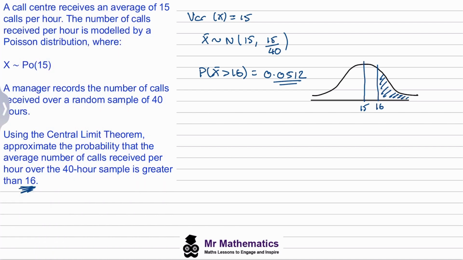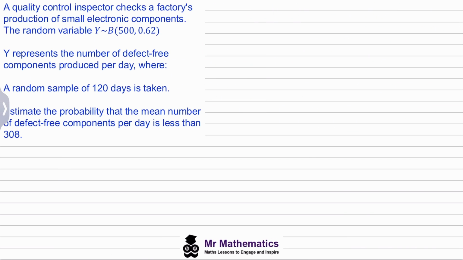In the next question, we're going to look at using a binomial model. So now we're told that a quality control inspector checks a factory's production of small electronic components, and the random variable y is distributed binomially with 500 trials and a probability of success of 0.62, and y represents the number of defect-free components produced per day. We're told that a random sample of 120 days is taken, and then we've been asked to estimate the probability that the mean number of defect-free components per day is less than 308.